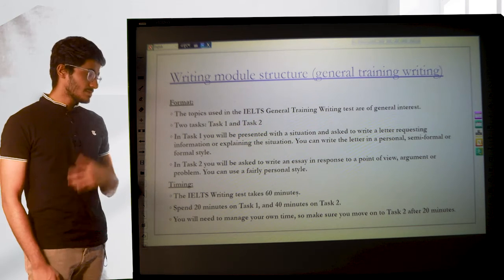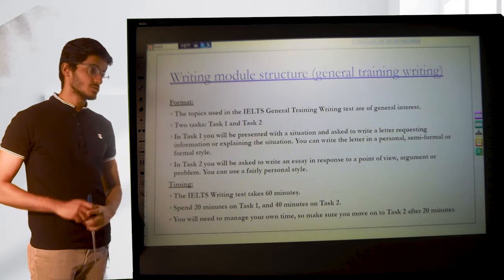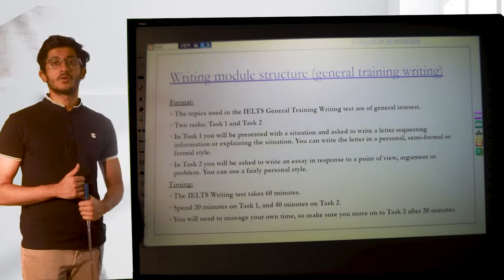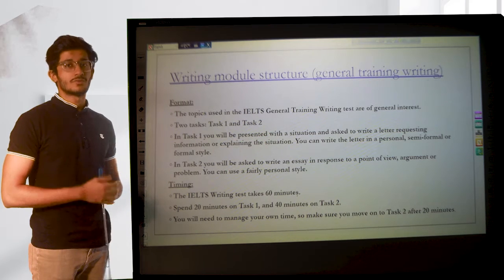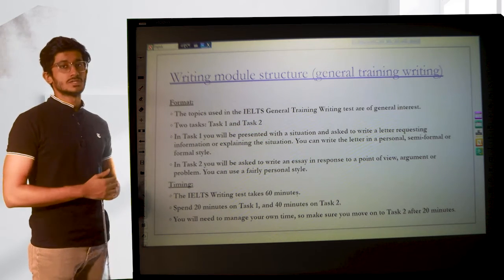The timing is the same, 60 minutes in total. So spend 20 minutes on Task 1 and 40 minutes on Task 2. We are going to have detailed videos for general training writing, so that's why I'm not going into much detail.